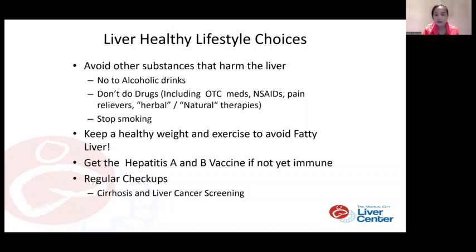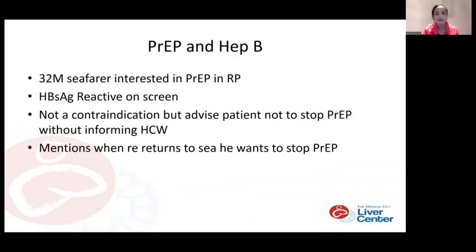You advise the patient to stop smoking. We advise the patient to go on a healthy weight and exercise regimen to address the fatty liver. And if your patients do not have hepatitis A antibody, please vaccinate them. In the case that this patient had maybe HCV co-infection and was anti-HBs non-reactive, then you vaccinate them for hepatitis B and advise regular liver checkups aside from their HIV follow-up.